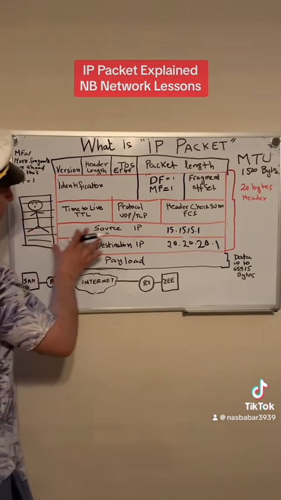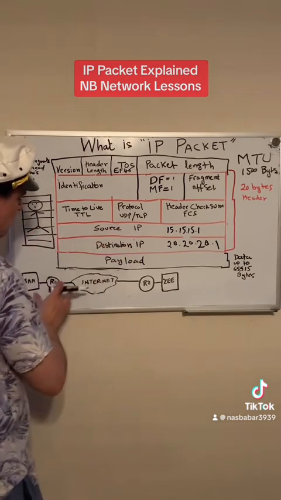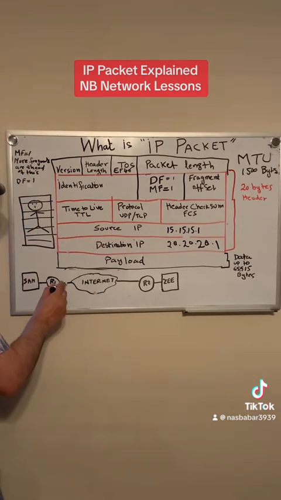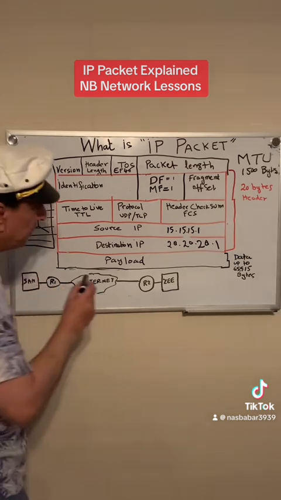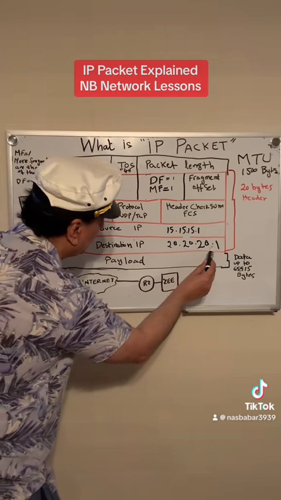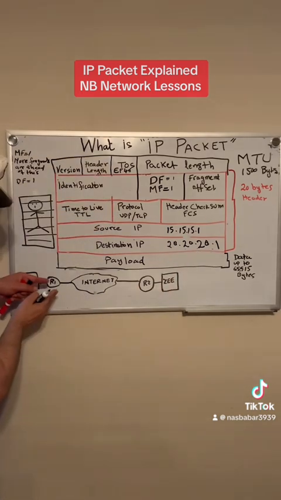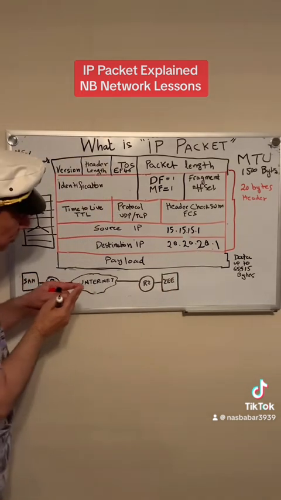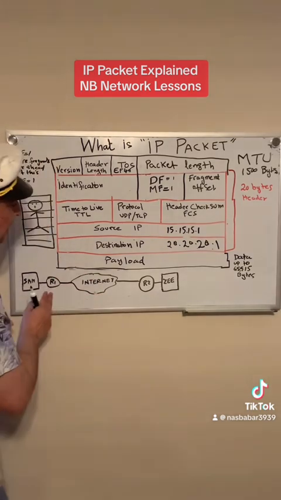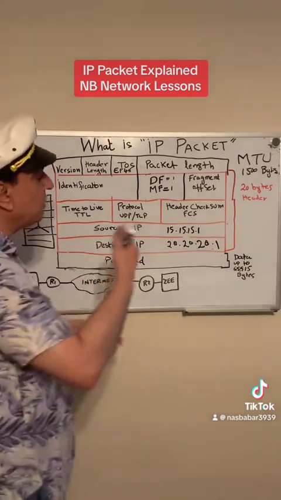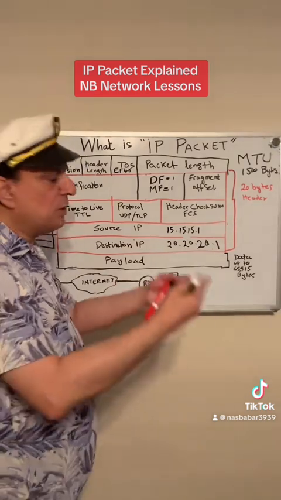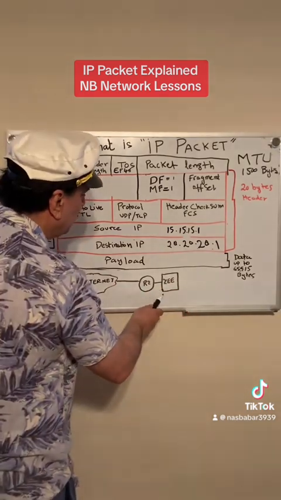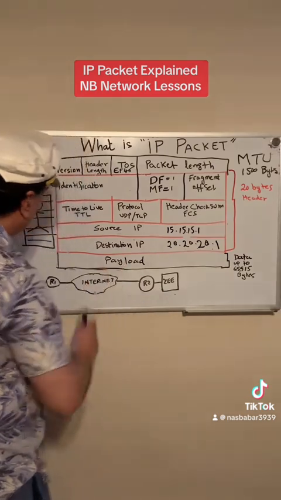When this packet hits router 1, router 1 looks at the destination IP, which is 20.20.20.1. Then router 1 decides, oh, I know what I need to do with this. It sends it to the internet, then the internet processes it, goes through different ISPs, goes through different hops, and finally gets to Z on the right hand side.